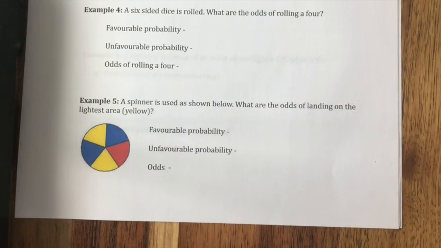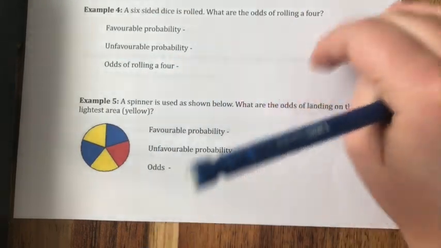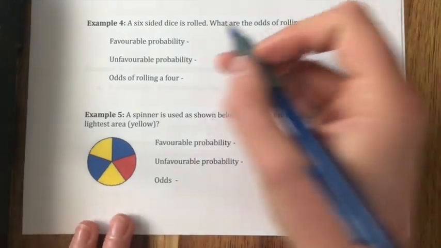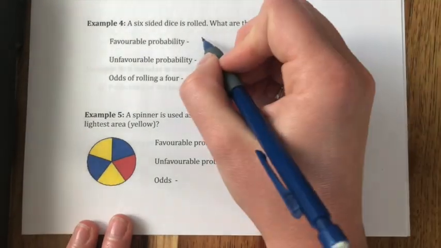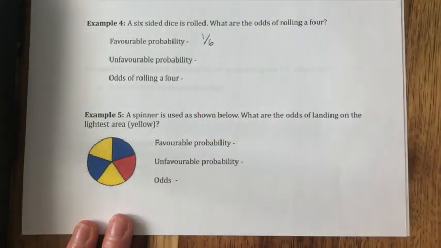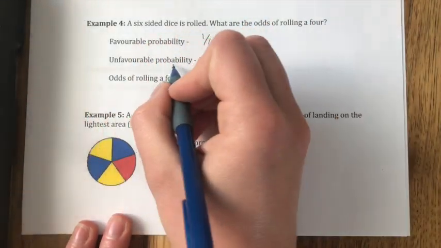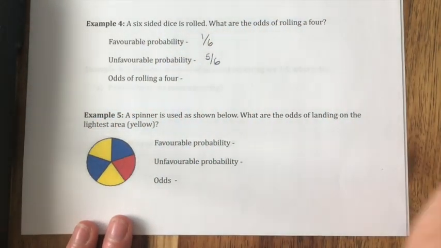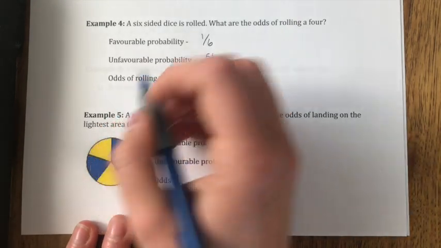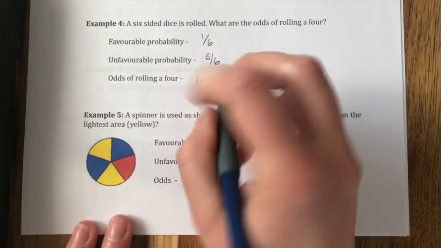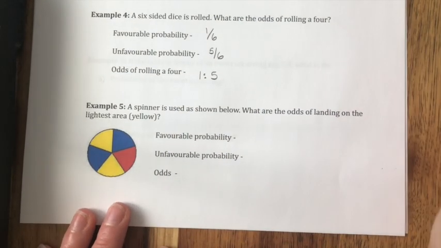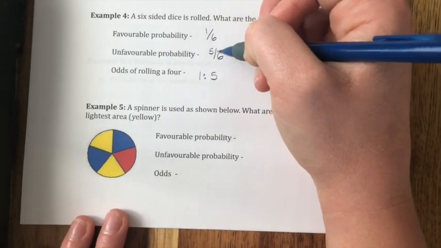The next example is a 6-sided dice that is rolled. So far we've just been talking probabilities. Now we're going to start talking about odds and converting between the two. What are the odds of rolling a 4? That is 1 favorable option out of 6 total options. The unfavorable probability is 5 unfavorable options out of 6 total options. So as odds of rolling a 4, we write this as 1 to 5. There's 1 good option for every 5 bad options. And we can get those numbers from here.